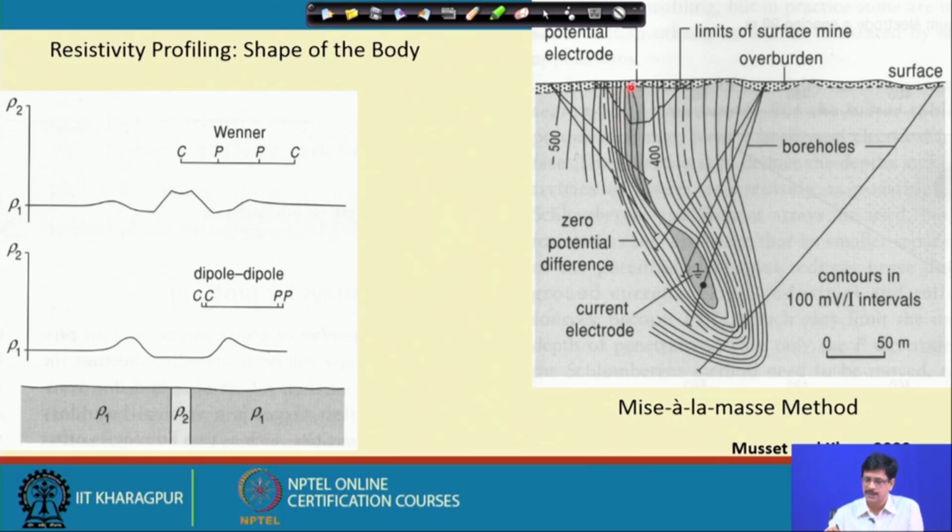So, we place our potential electrode there, and through a series of drill holes the current electrodes are also inserted, and resistivity profiling is done. These are the lines representing lines of equal resistivity, and that is how the shape of the ore body can be very well approximated by this method, known as the mise-à-la-masse method, an application of which we will see in one of our case studies.